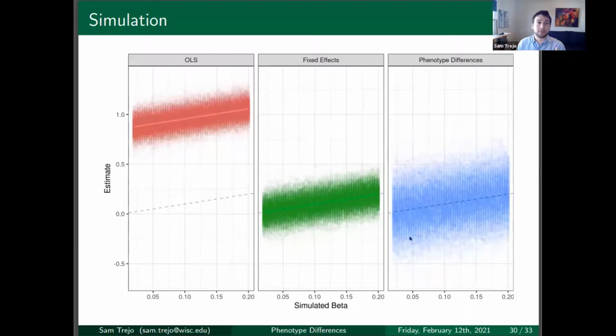in expectation. But of course, what we're doing here is using the same number of families to run these two models, and with phenotype differences we're just doing it with less data. We're throwing away one of the siblings' genotypes, and that means we take a precision hit, like I was saying. So you can see the dispersion of these estimates is greater than the dispersion for the fixed effects, which is what we would expect.